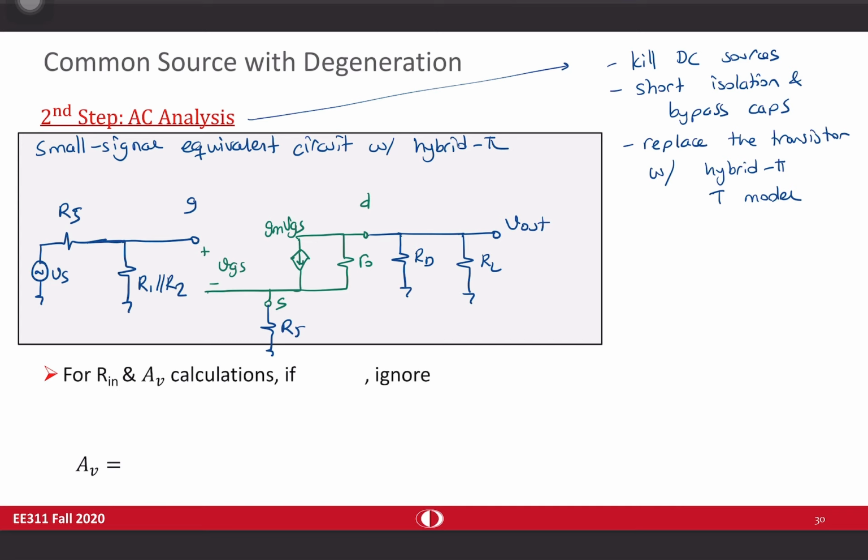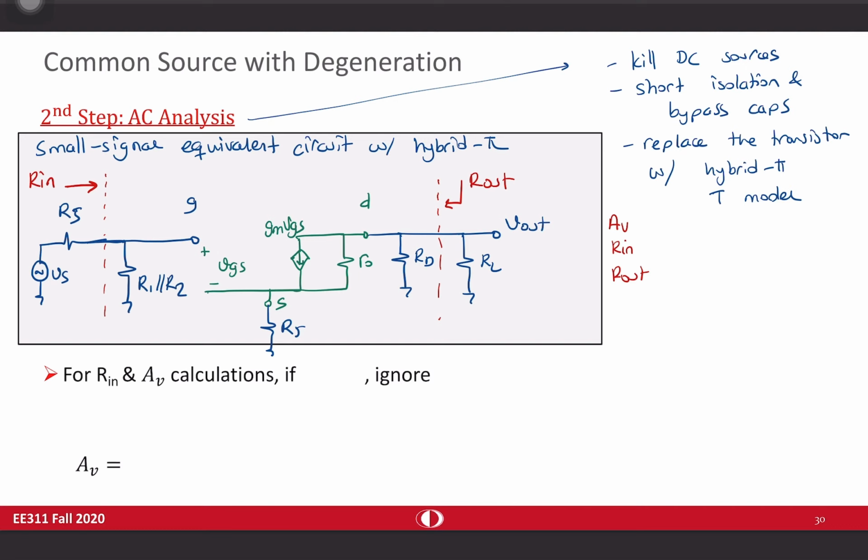I'm seeking three important parameters. Always keep them in mind: AV, Rin, and Rout. So let's define their location. While finding Rin, always exclude Rs. While finding Rout, always exclude RL. And let's start with the Rin calculation.